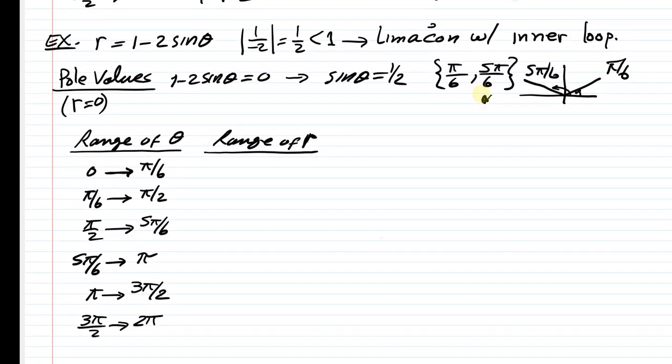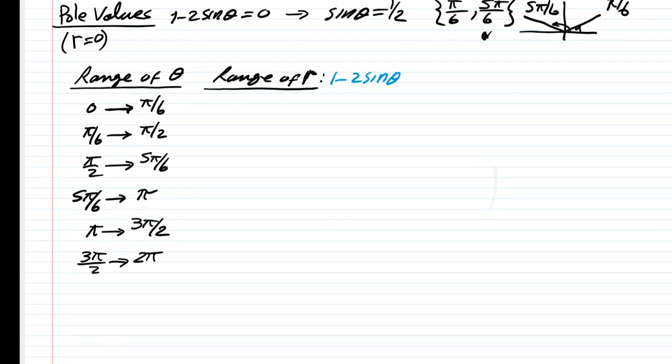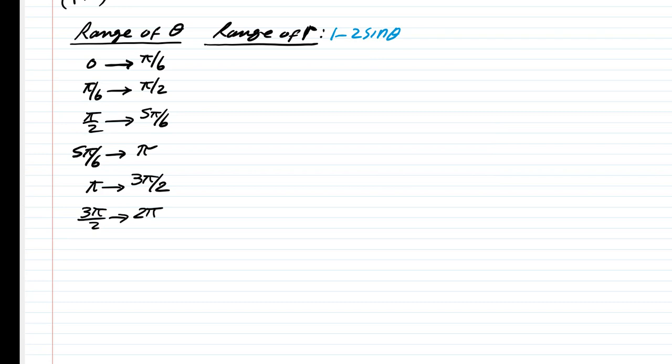Okay. Now plug it into the range of r. Let me put r here so we know what it is: 1 minus 2 sine theta. This is what I'm plugging my theta into. So theta is 0, sine of 0 is 0, so that's 1. That's the start of the graph. The graph starts at 1, 0.